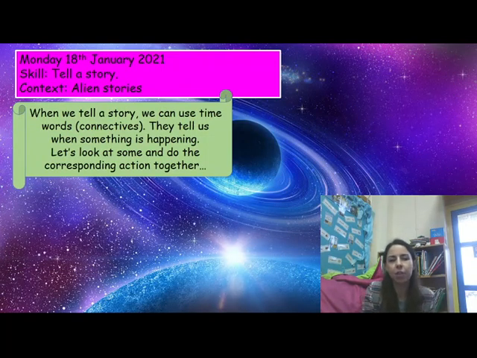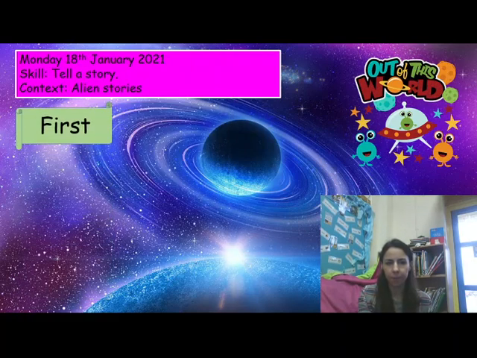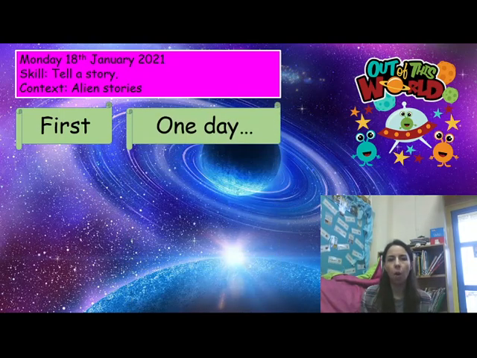Okay, when we tell a story, we can use time words or time connectives. They tell us when something is happening. So we're going to look at some together and we're going to do the actions together. So, first, your turn, first. Or one day, your turn, one day.